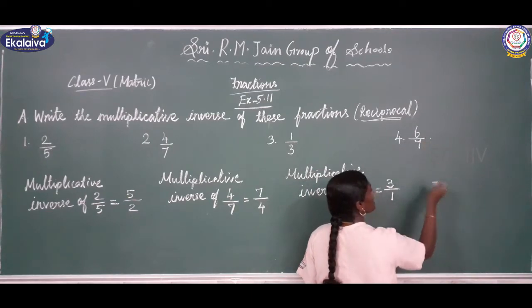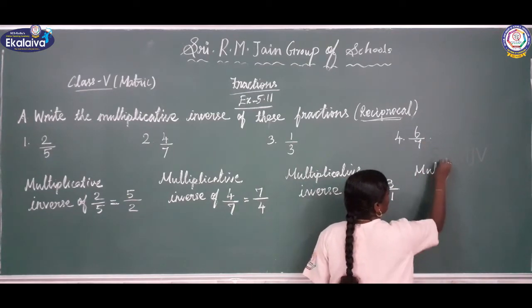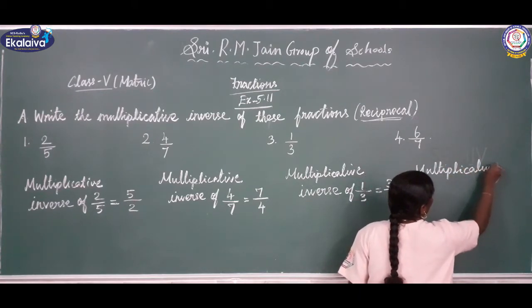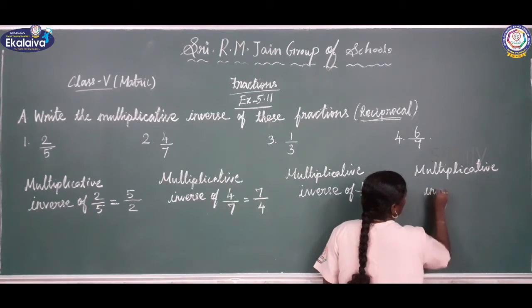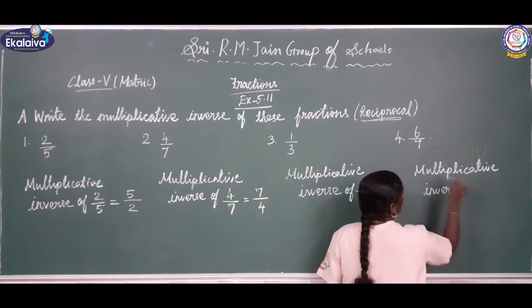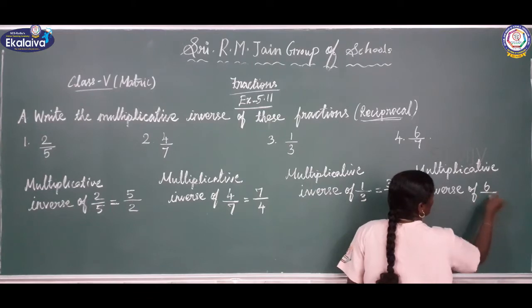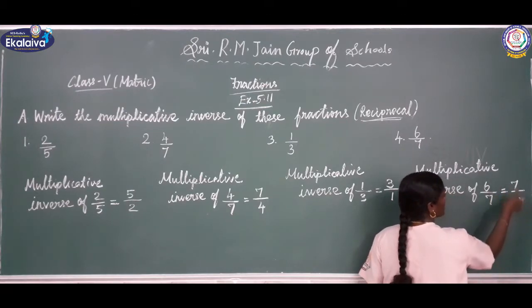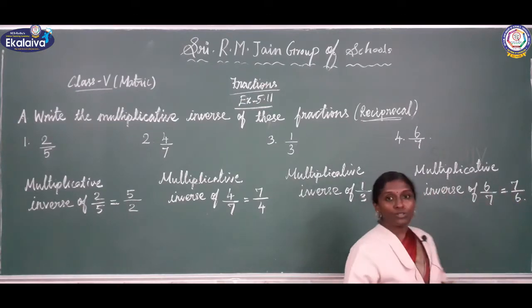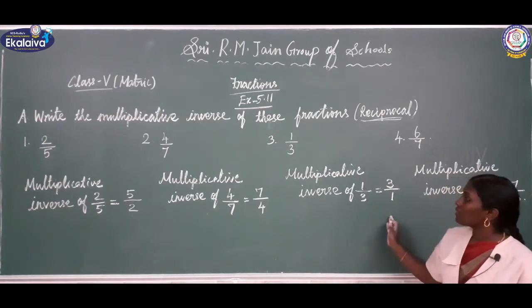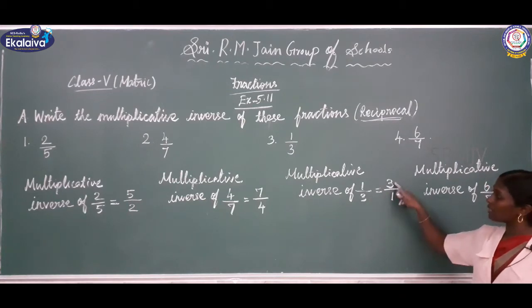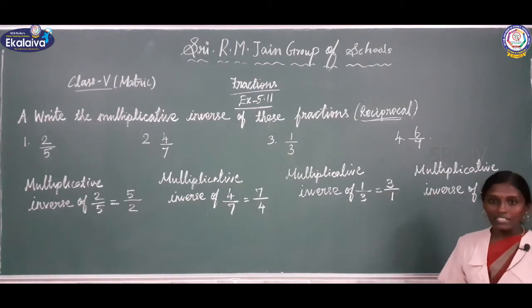The next fraction, 6 by 7. Multiplicative inverse of 6 by 7 is equal to, here the denominator will come as numerator and the numerator will come as denominator, 7 by 6. Okay, so to find the multiplicative inverse we have to write the numerator number in denominator and the denominator number in numerator. That's it. Is it clear, children?